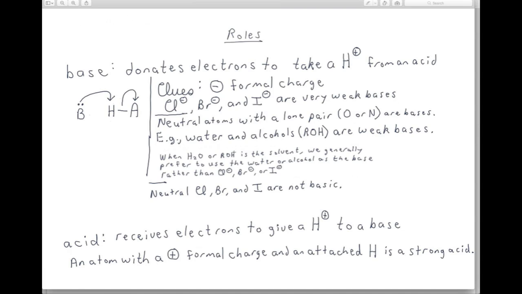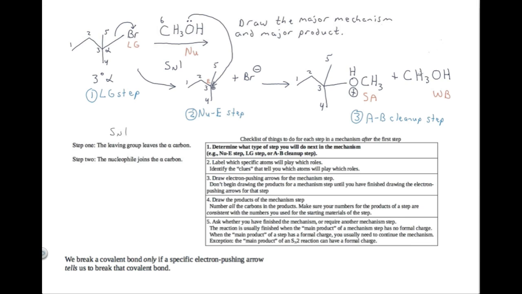In the previous video, we learned that when alcohol is the solvent, most professors prefer for us to use the alcohol as the base rather than Br-. Of course, we already used up an alcohol in this first step, but we don't need to worry that we're going to run out of alcohol because the alcohol is the solvent. So there's a lot of these alcohol molecules. We're not going to run out, so we can use another alcohol molecule here as the weak base. Now we're ready to draw our electron-pushing arrows.